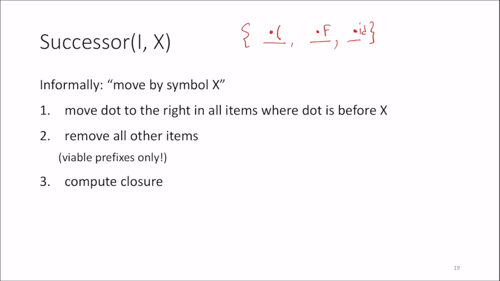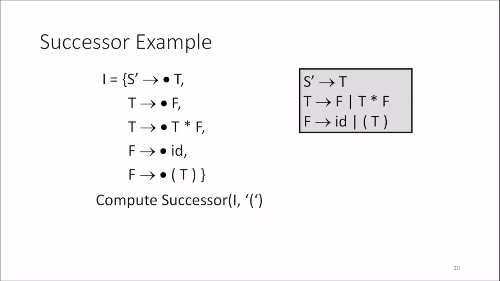So informally, we want to move the dot over the symbol X. Wherever the dot is before some symbol X, we're going to move the dot over, and we remove all the other items. So you only consider the items where the dot is before the X, and you don't consider any of the others. This will become clear again when we do the example. And then the important thing is the third step, which is to compute the closure again. So this is fairly abstract. Let's look at a concrete example, and then the successor function will become much clearer. This is the same set we computed before. This is the set for I. It has those 5 elements that we computed.